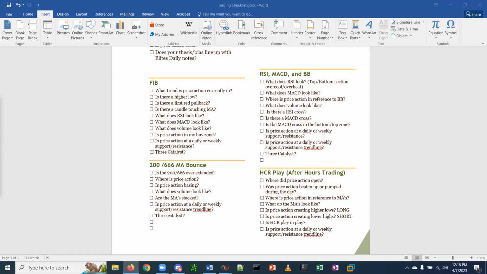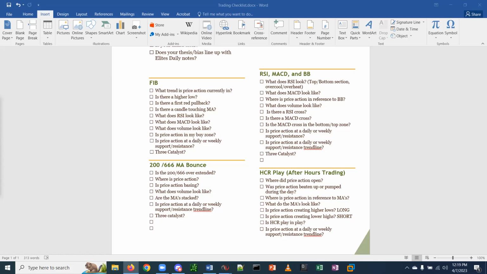Just, is there a red pullback? Well, it's a doji. Could it be considered a pullback? Well, technically, yes. Maybe no. And that's where you start second guessing yourself.